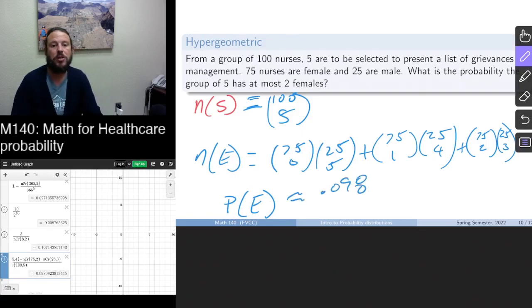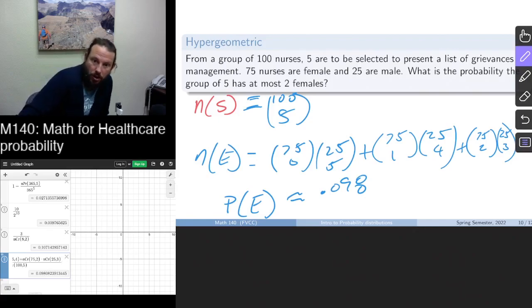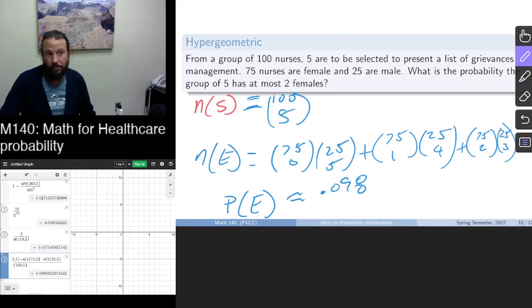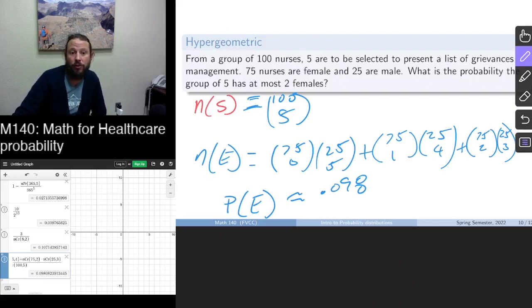0.098, almost a 10% chance. So 10% is fairly large. Remember, that happens 1 in 10 times you do this. But you may be skeptical if you only get 2 female nurses. You wouldn't be as skeptical if it were switched, right? The probability would be much different if the 25 were female and 75 were male. This is again measuring against randomness in order to try and get an idea if we could find some meaning there.